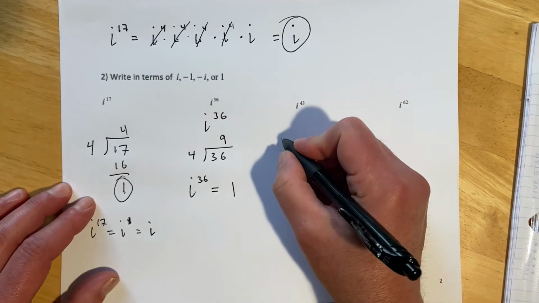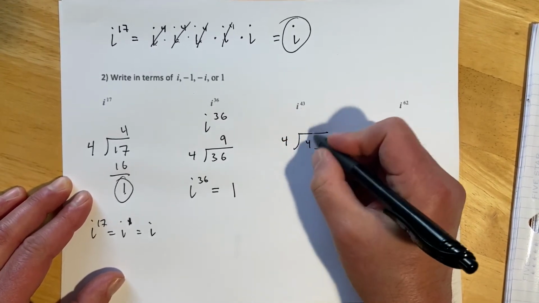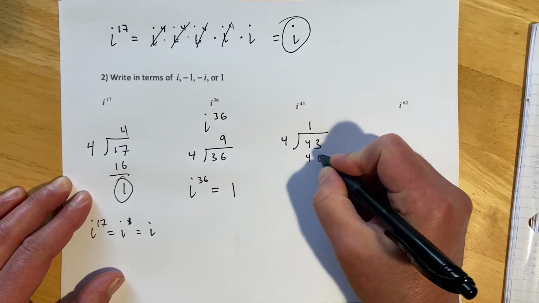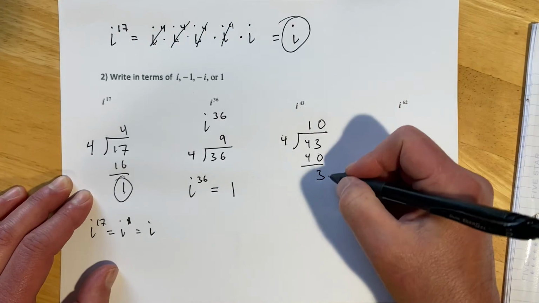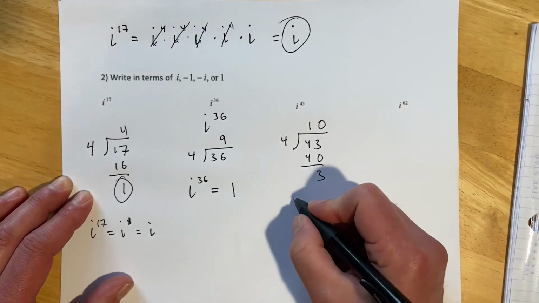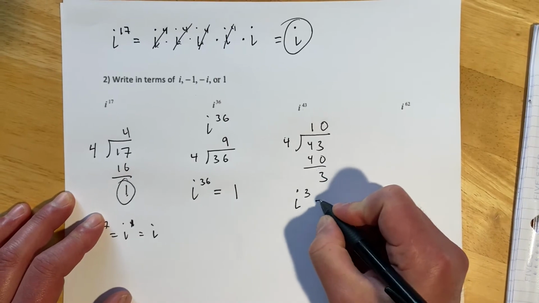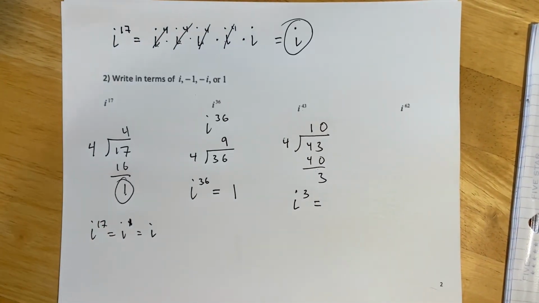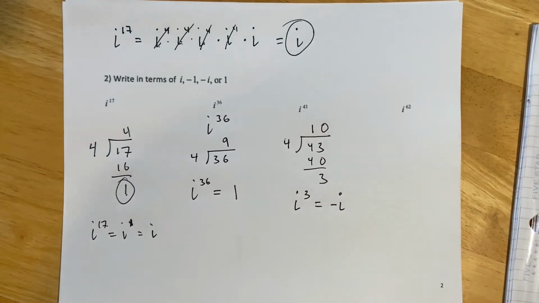i to the 43rd, so I will go 4 into 43. 4 goes in ten times, 4, 0, and 3 doesn't go in. So it's 10 and 3 left over. That means i to the 43rd is the same thing as i to the 3rd, which, remember from the last page, is negative i.